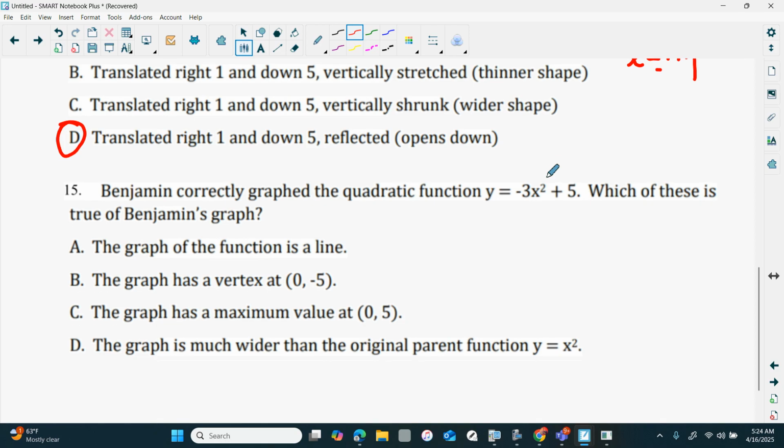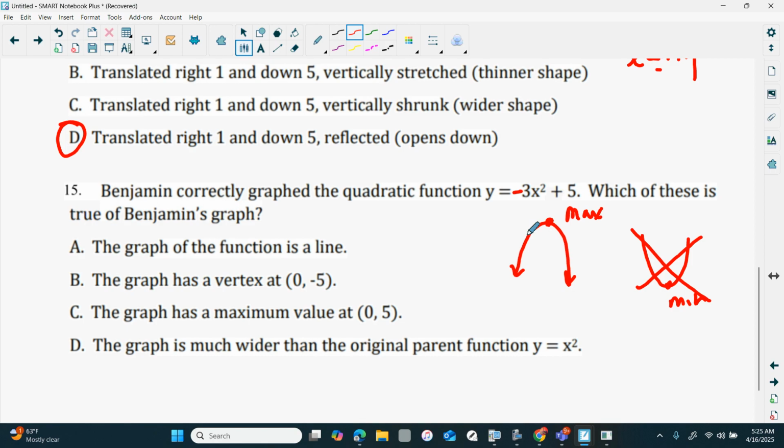Again, we're doing which is true. So here, again, I see a negative sign, so that means it's opening down. Okay. Which, when anything opens down, it's going to have a max value. To open up would give you a minimum. Okay. So we don't have this. That's positive. This is negative.